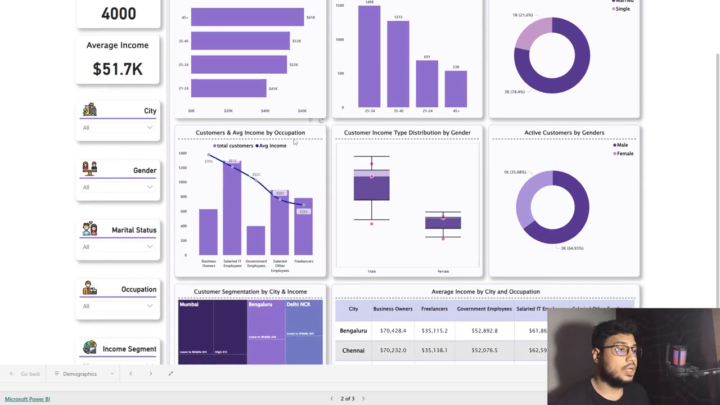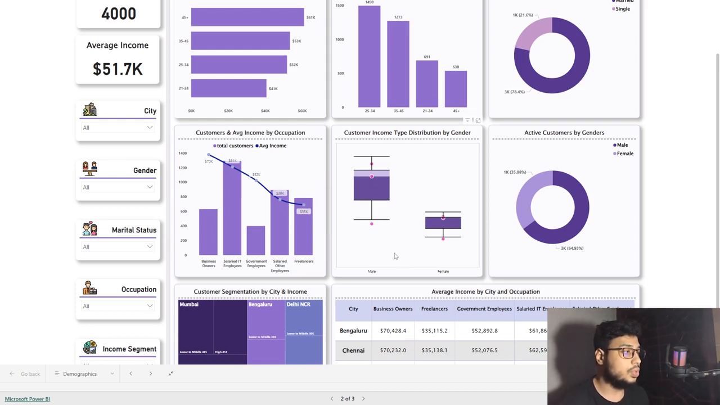And then customers and average income by occupation. It is showing the different occupations, the number of customers in each occupation, and their average income. We see that there are 630 customers who are business owners, and their average income is the largest, around 70,000 US dollars. And there are 784 freelancers in our database, and their average income is around 35,000 US dollars.